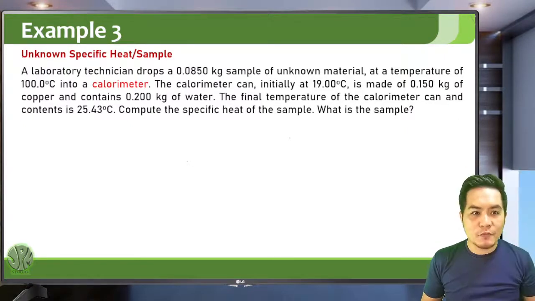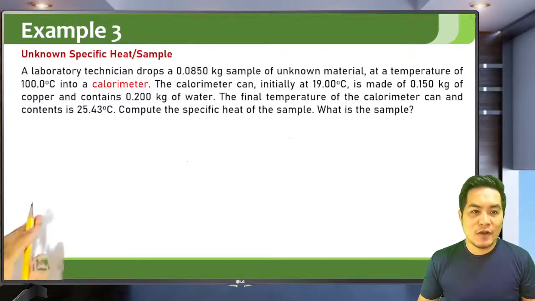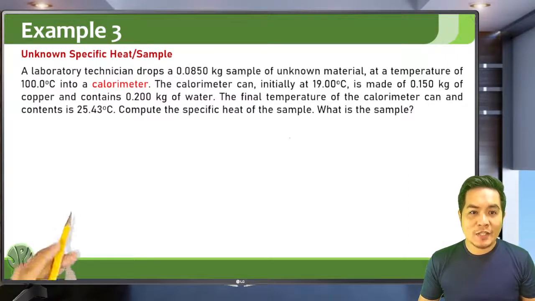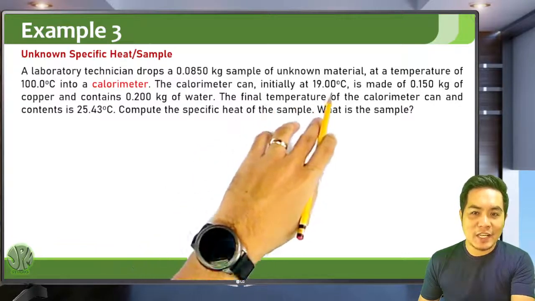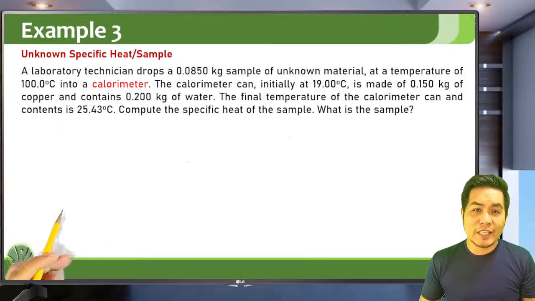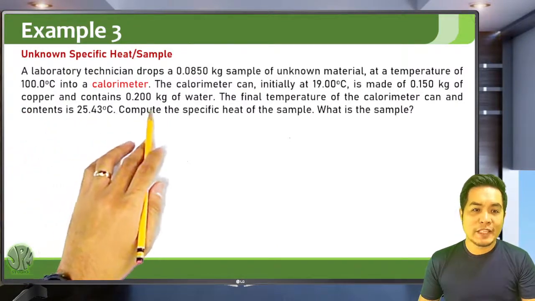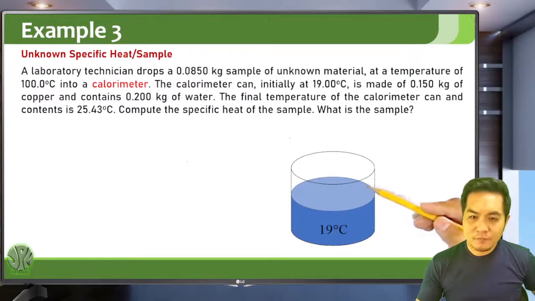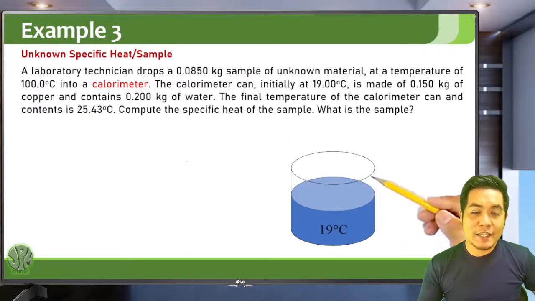Okay. So for our last example, our last example will involve a calorimeter. This is a typical experiment in calorimetry. A laboratory technician drops a 0.0850 kilogram sample of unknown material at a temperature of 100 degrees Celsius into a calorimeter. The calorimeter can, initially at 19 degrees Celsius, is made of 0.150 kilograms of copper and contains 0.200 kilograms of water. So basically, you have a calorimeter can, and it contains water, and the can is made of copper.